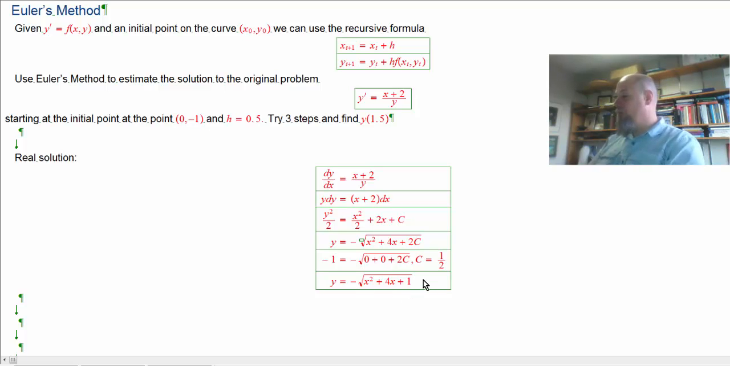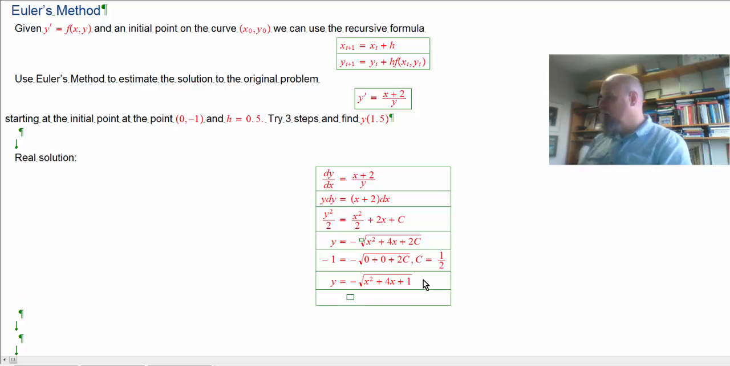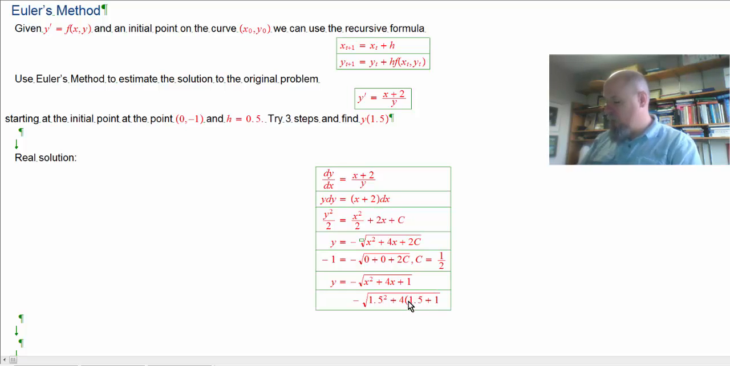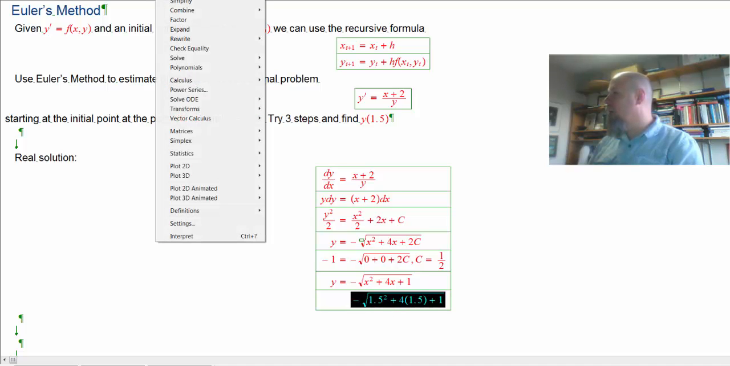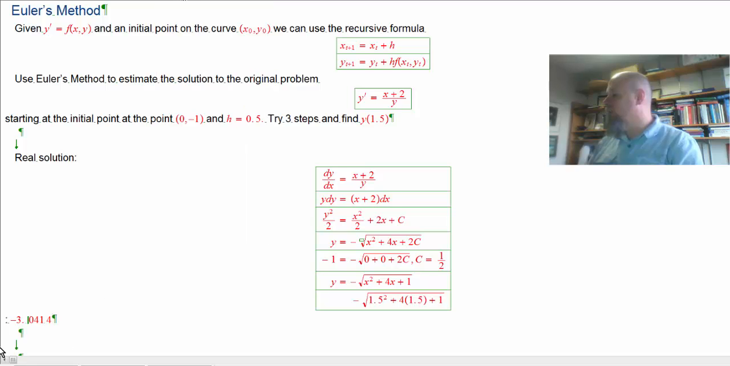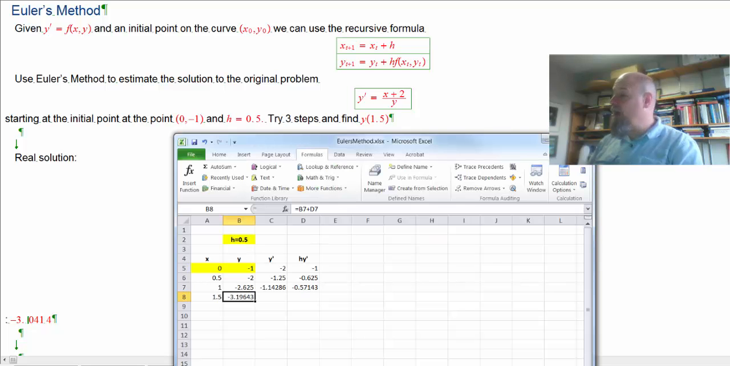How close is my answer? Well, what's the actual value? When x is equal to 1.5, what do I get for a y value? I'm getting -3.04. That's the actual real answer; my approximation was -3.19. All right, so it's not perfect, but it's not too bad.